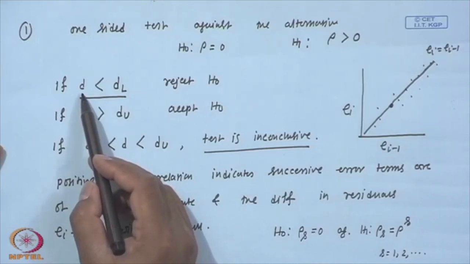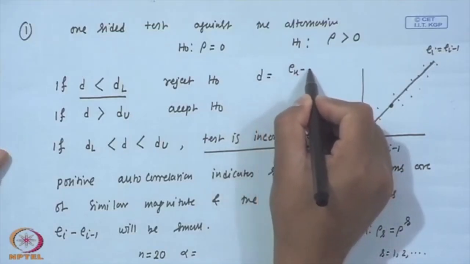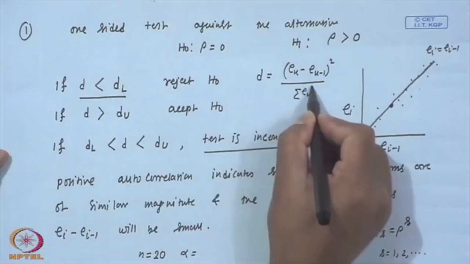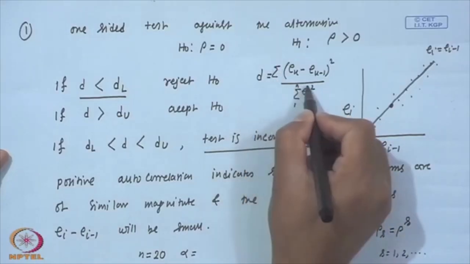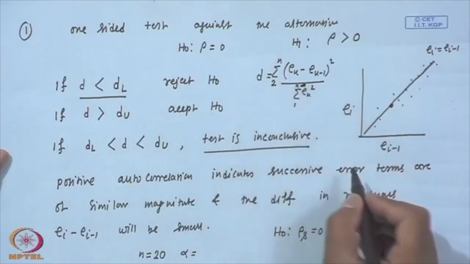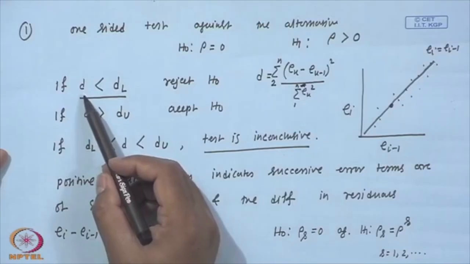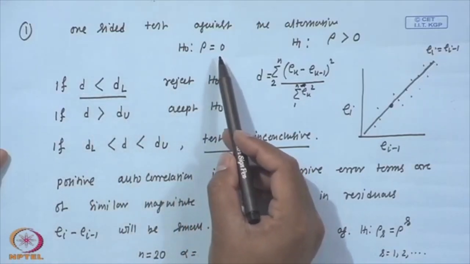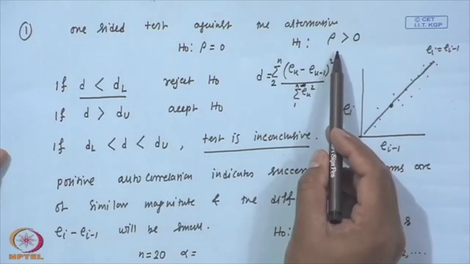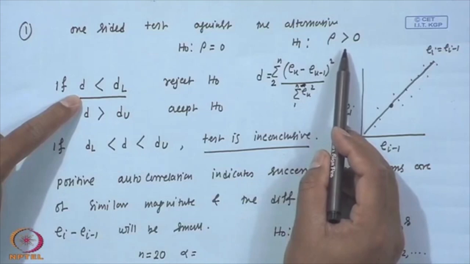So, the D value, you know what D is, right? D is the sum of e u minus e u minus 1, squared, divided by the sum of e u squared. The numerator sum goes from 2 to n, and the denominator sum is from 1 to n. If the D value is small, we reject the null hypothesis. That means we accept the alternative hypothesis. That means we say there exists a positive autocorrelation. So, when D is small, there exists positive autocorrelation.